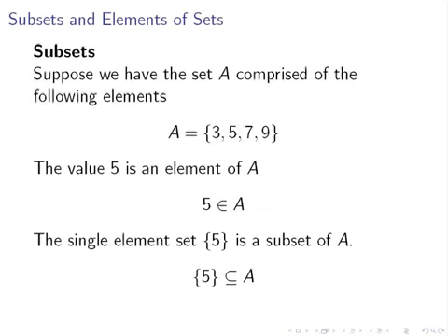So suppose we have a set A comprised of the following elements: 3, 5, 7 and 9. The value 5 is an element of A, so we write it like that. 5 ∈ A. The single element set that just contains one value 5 is a subset of A, so that set that contains only the value 5 is a subset of A. So there's a distinction between the role of the two symbols, the element symbol and the subset symbol. That's the key point coming from this presentation.